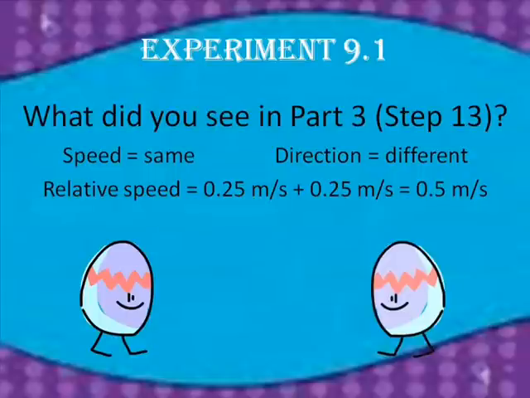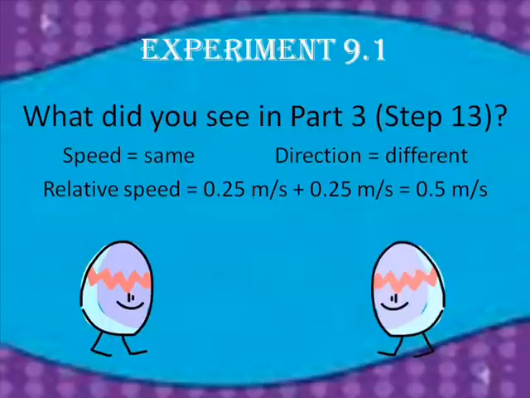Okay, let's look at what we see in part 3 here. In this part, both eggs are going down a ramp at even height, and therefore we can assume that their speed is basically the same. Their direction, however, is completely different. One is going in one direction, the other is going in the other direction. So this time what you need to write on your lab report is that their speed is the same, their direction is different, and their damage would be maybe about a 7 on a scale of 0 to 10.